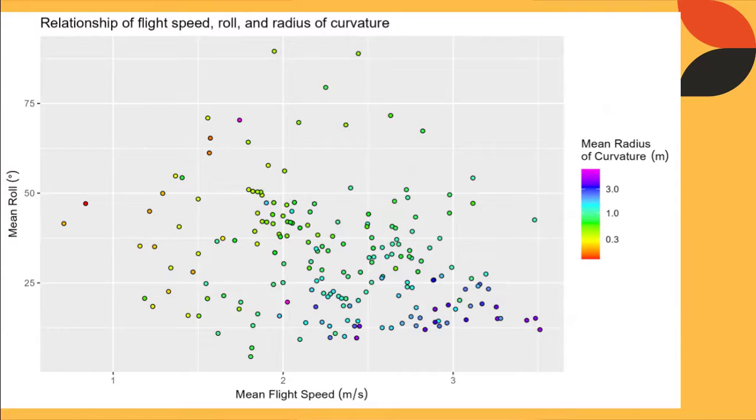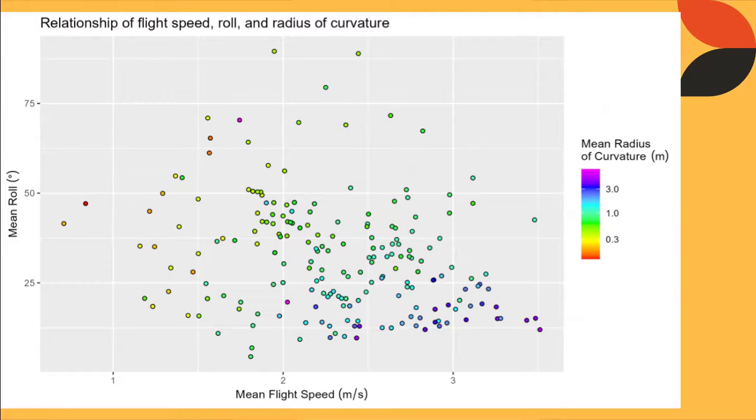But one of the first things I noticed was, looking at this, I see mostly purples over here, which are very wide radii of curvature, very straight flight. And then as we move this way, I start seeing more reds, which are the much tighter radii of curvature. Whereas if we go up and down along the roll, I see a lot of purples, I see a lot of greens, and then way at the top, I see a lot more greens. And these are all kind of middle ground radii of curvature.